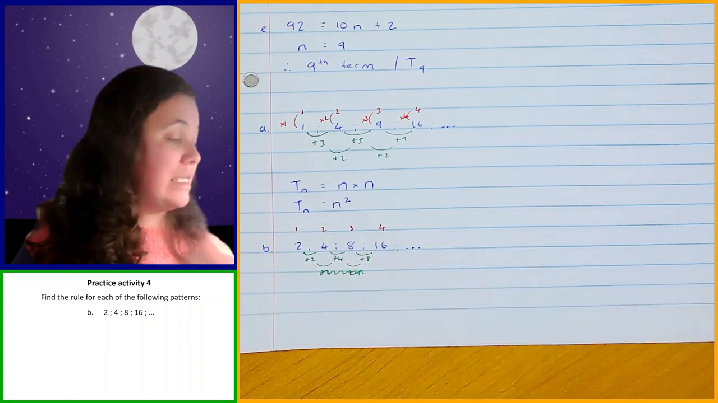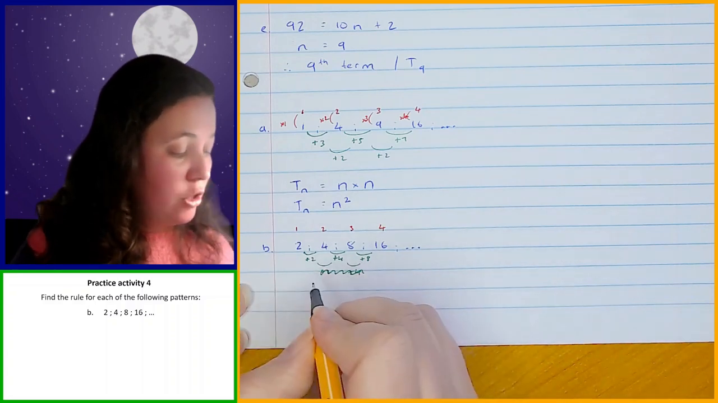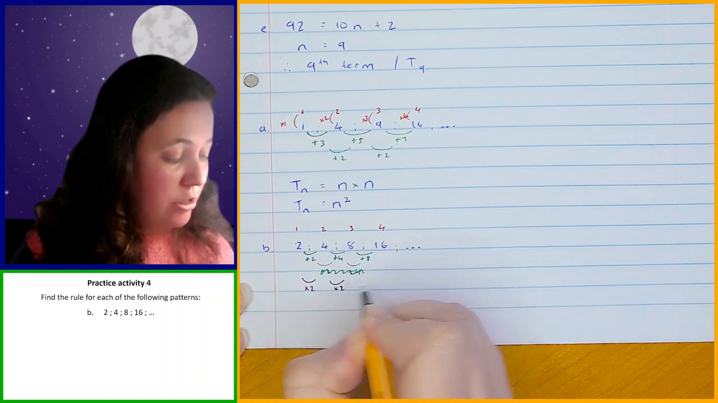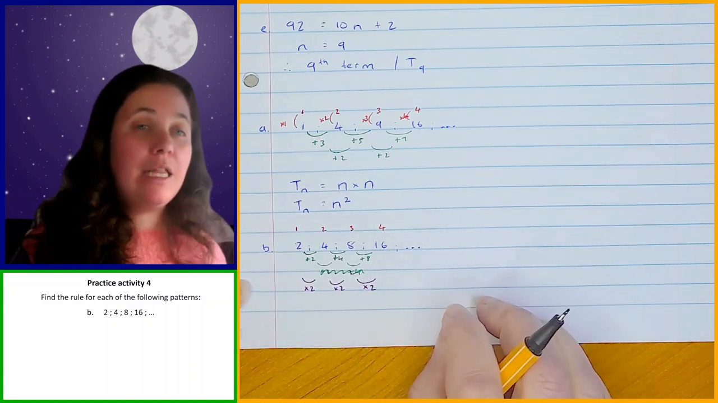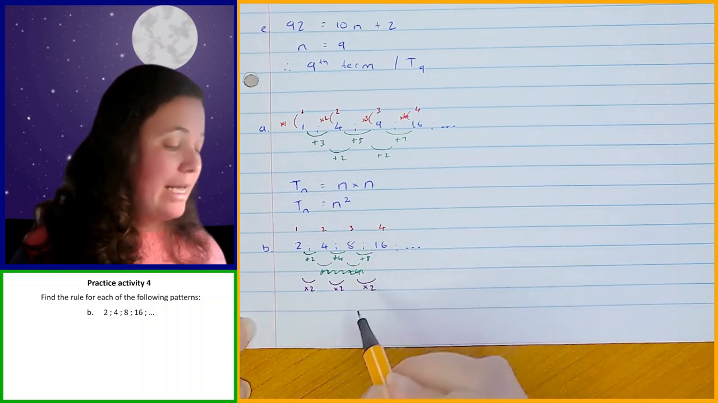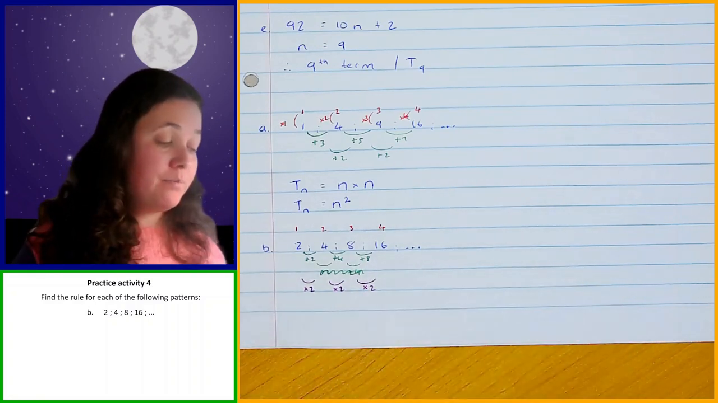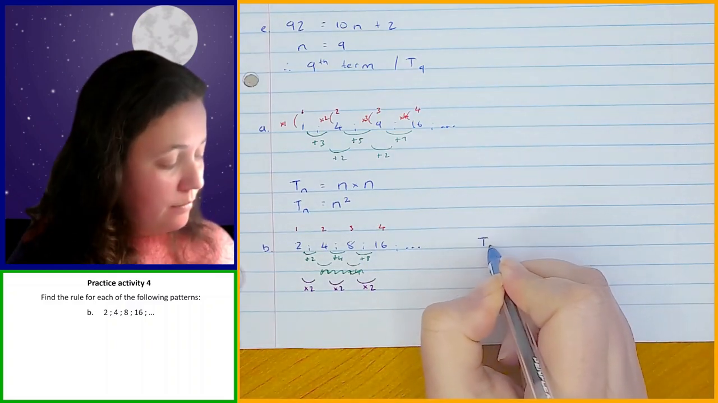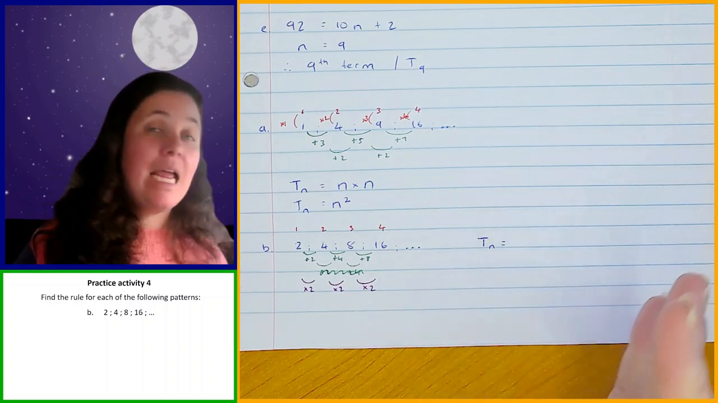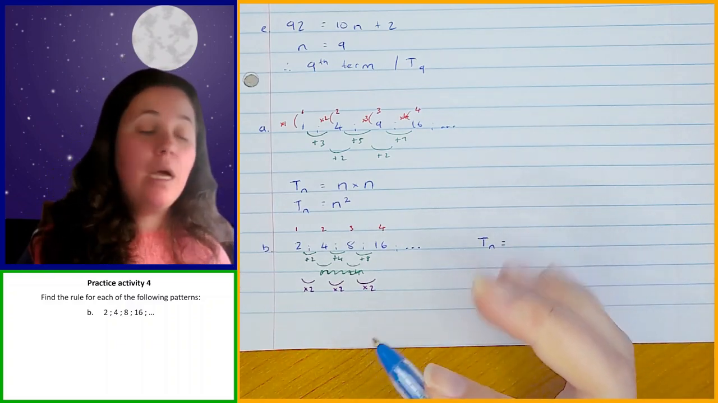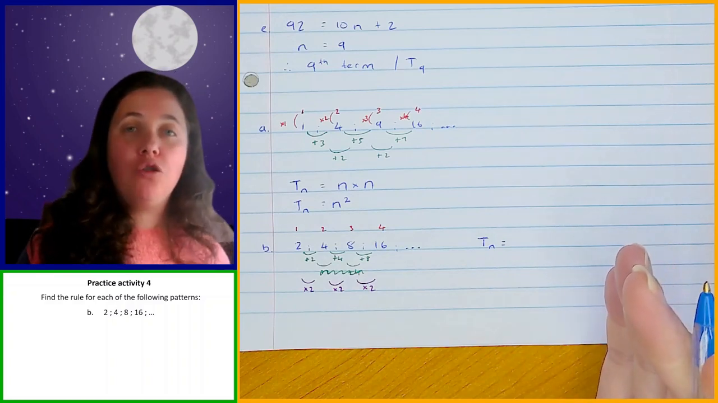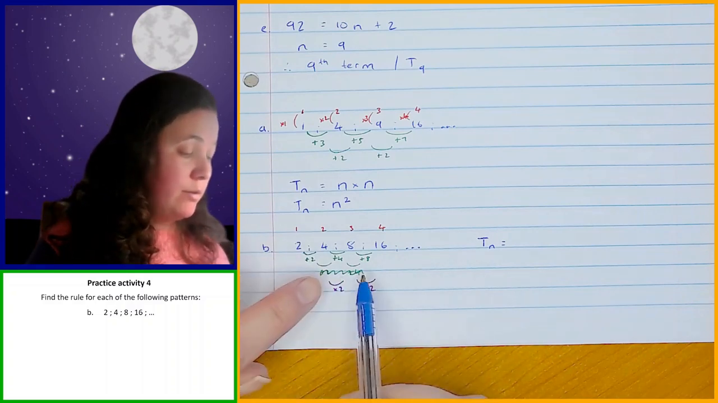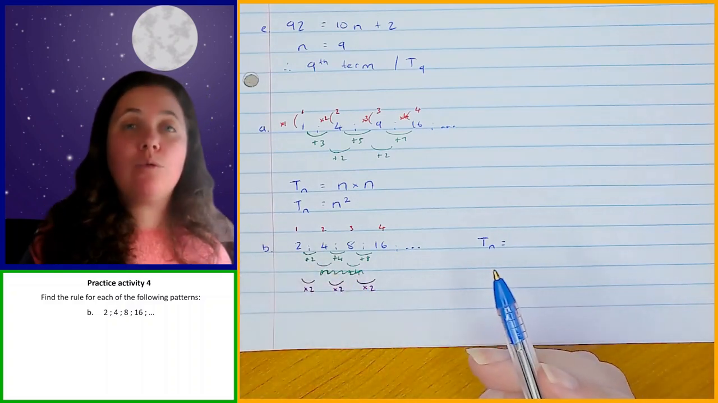So another way of doing this, instead of looking for a common difference, is to look for a common ratio, which is times by 2, times by 2, and times by 2. So in this example, I didn't have a common difference. I actually have a common ratio. Now, how are we going to put this into a rule though? Okay, so Tn is equal to something, and every single time I'm multiplying by 2. Now, what do we call it when we have 2 multiplied and multiplied and multiplied? Because every time it's 2 times 2 times 2 times 2, what is that called? That is where we have exponents.